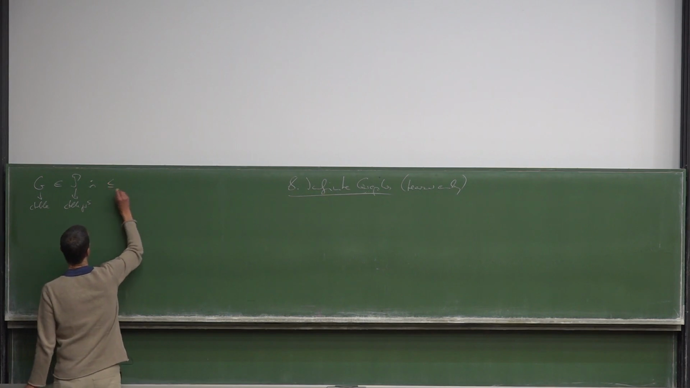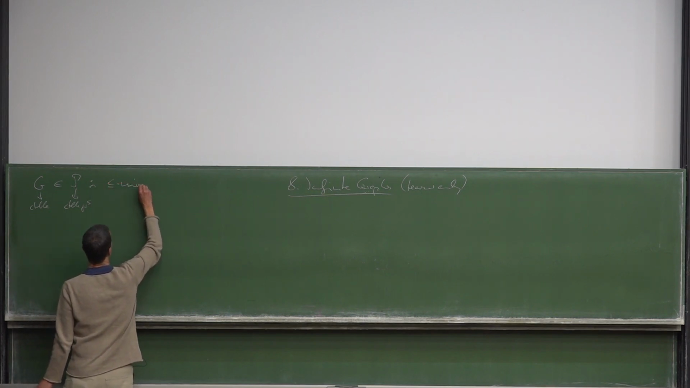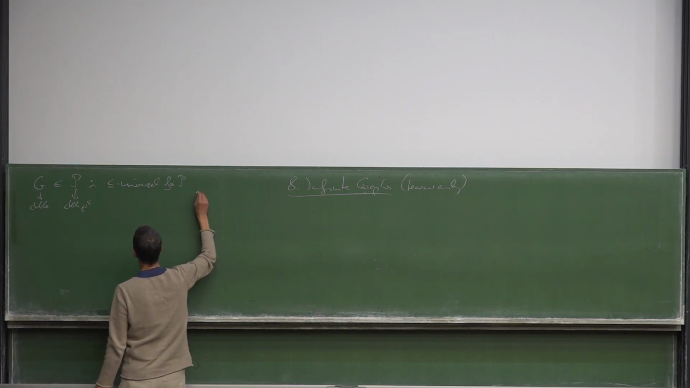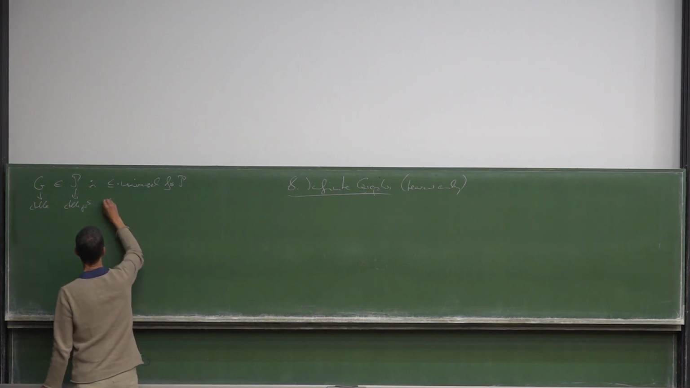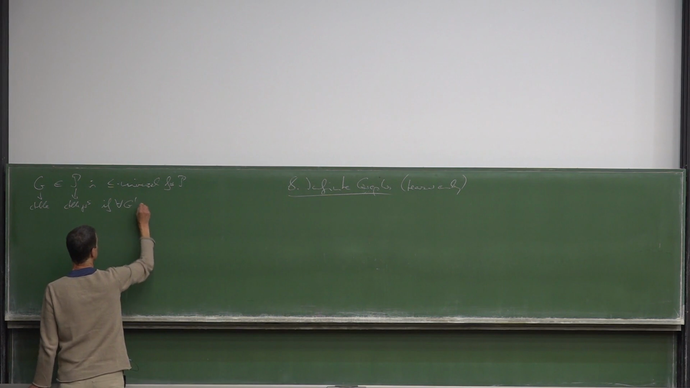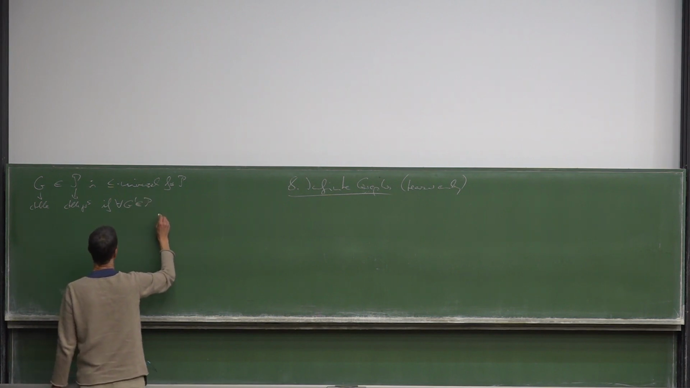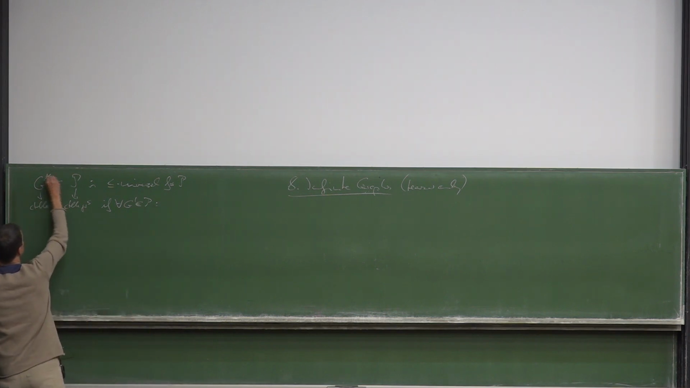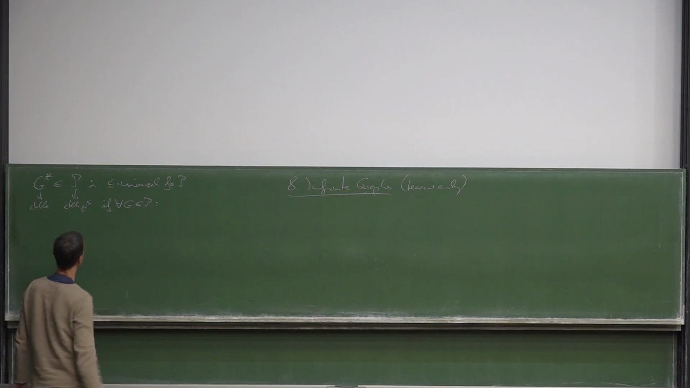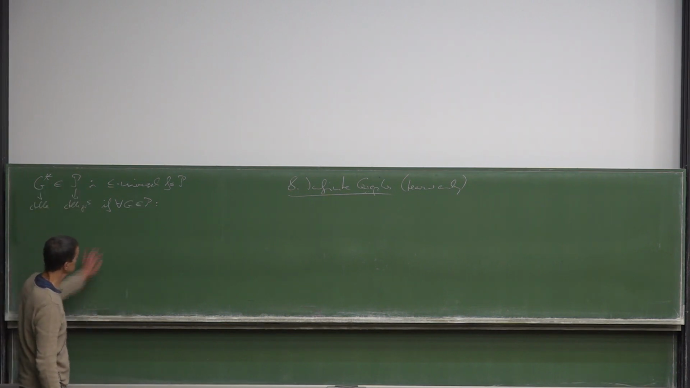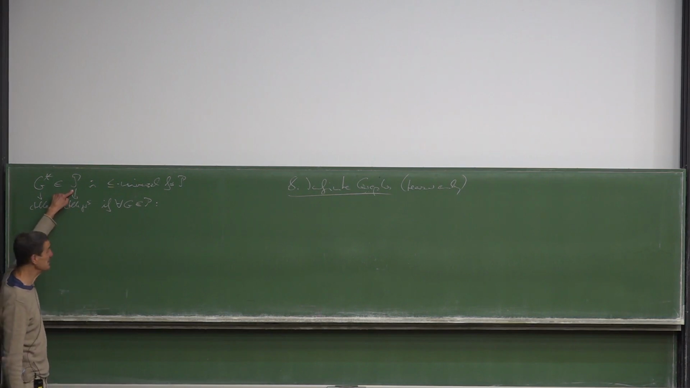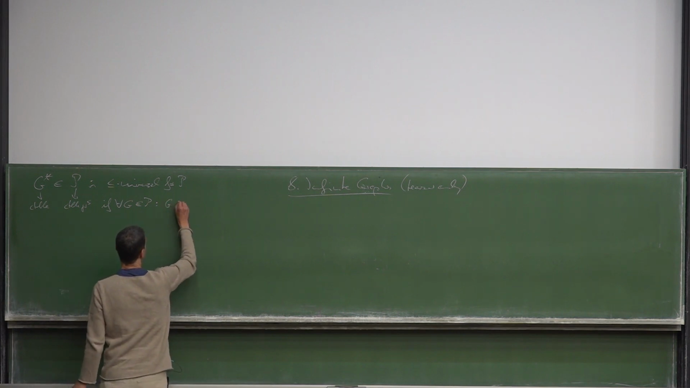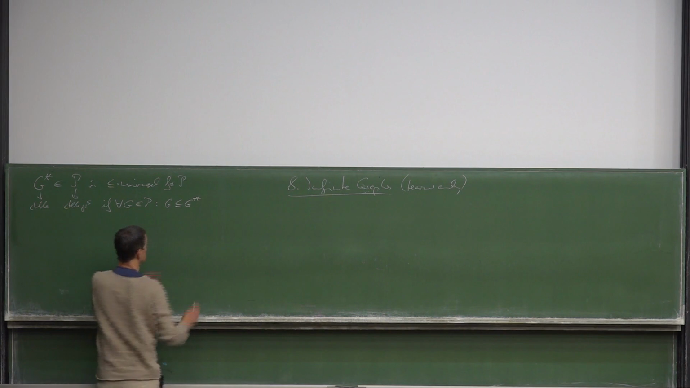Is universal for P if every graph with this property is contained in this graph G. Now let me call it G star, so this can be an ordinary G. So G star is universal for P if it itself has this property, and for every graph with this property, this graph is contained in G star.